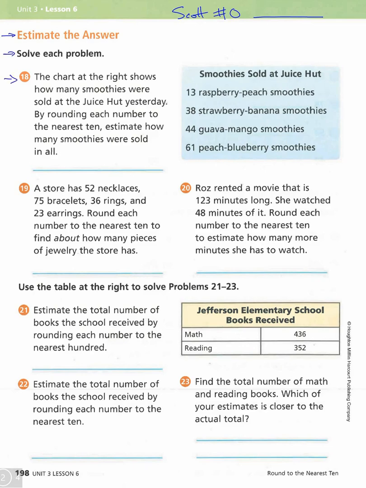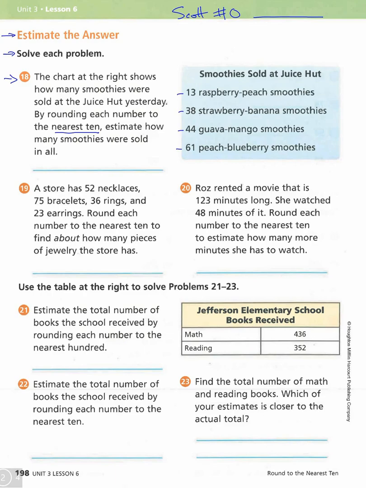Number 18, let's go ahead and look at this. The chart at the right shows how many smoothies were sold at the Juice Hut yesterday. By rounding each number to the nearest 10, and I'm going to underline that, nearest 10, estimate how many smoothies were sold in all. So the first thing we need to do is round each of these numbers to the nearest 10. And you can use your math card, your reference card, to do this.